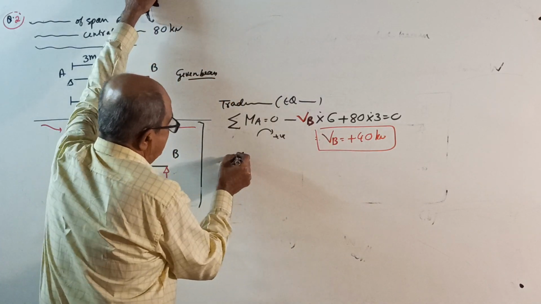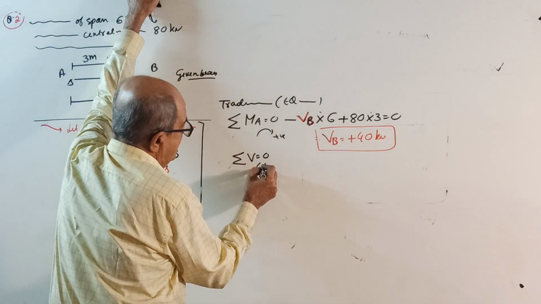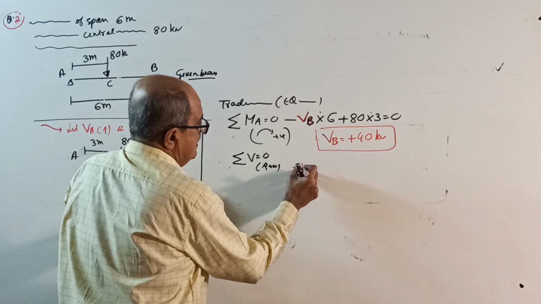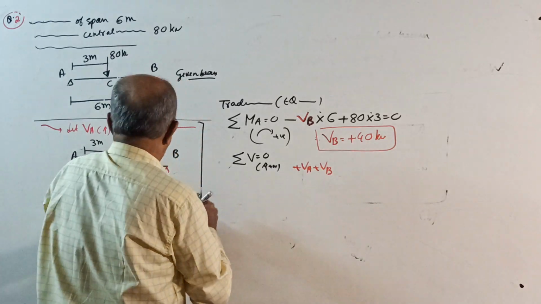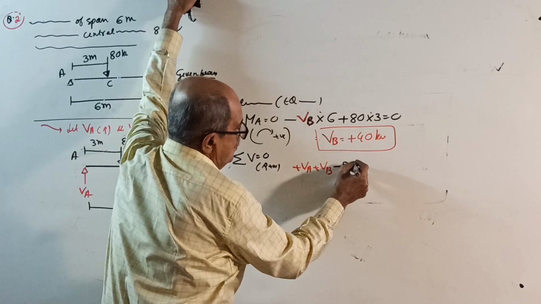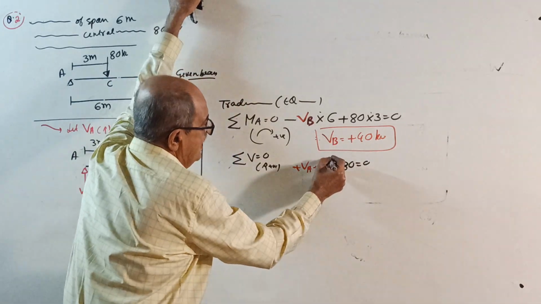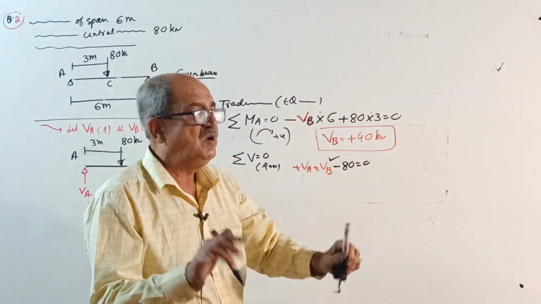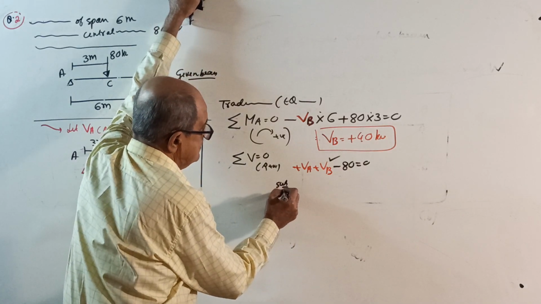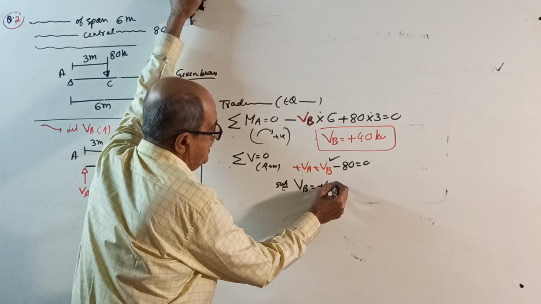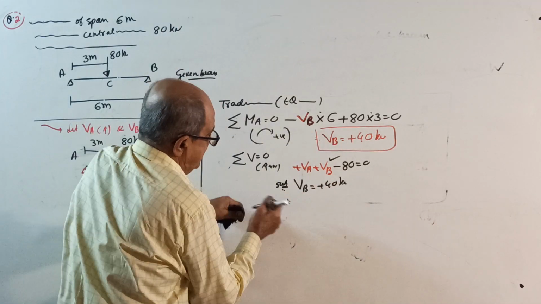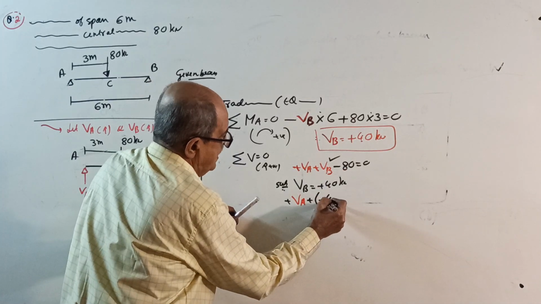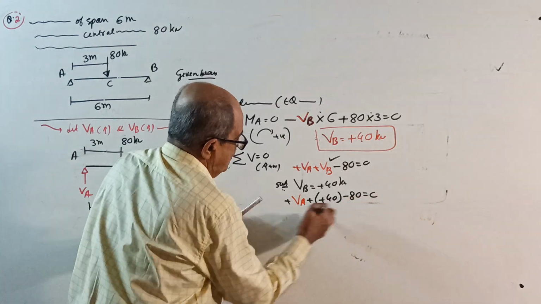Then, sigma V equal to 0, I will take upward positive. What you get? Plus Va plus Vb minus 80 equal to 0. Next, Vb is known, substitute that Vb, get Va. Right now I will write, substituting Vb equal to plus 40 kilonewton, we get plus Va plus this Vb bracket plus 40 minus 80 equal to 0.